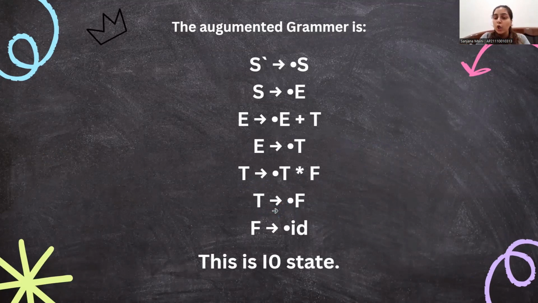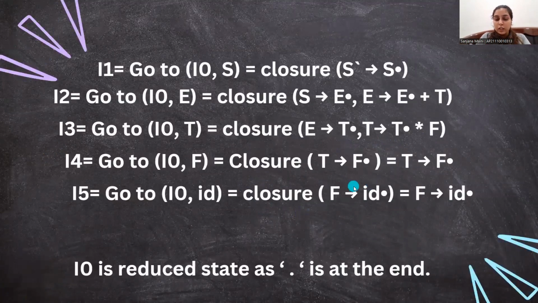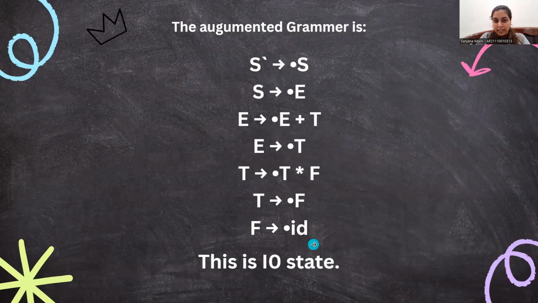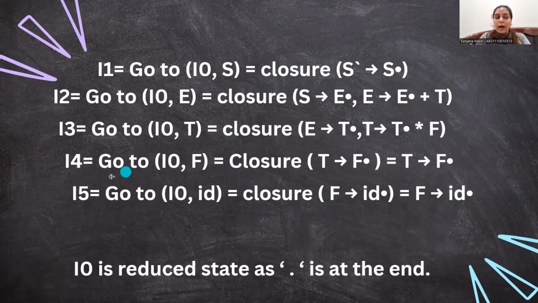So we will shift the dot one position right. So it will become T tends to F dot. And there is no other production which has F on the right hand side. So this is the only thing. So that will become I4.